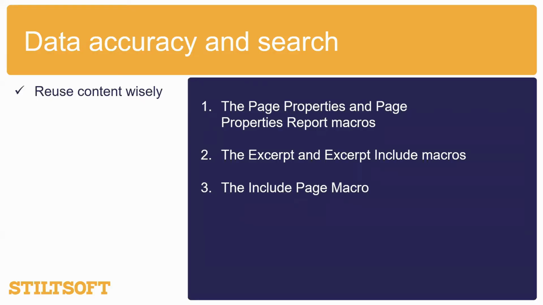Okay. The next thing you need to think about is the way to reuse content in Confluence. And sometimes you need the same information to be shown on different Confluence pages. Surely you can just copy paste it, but there are some better ways to do it.